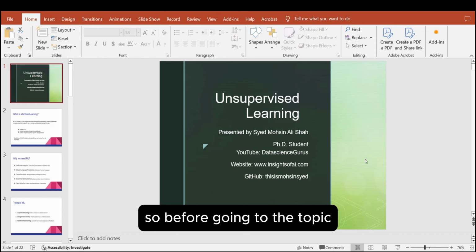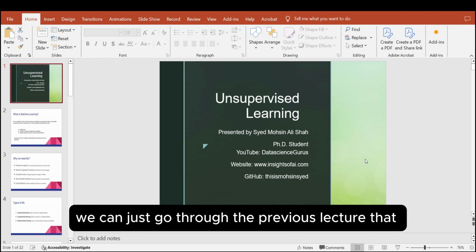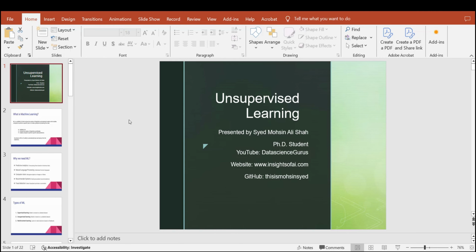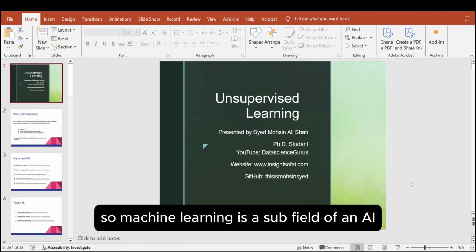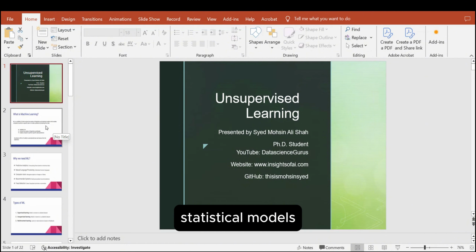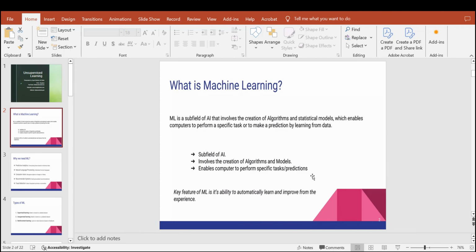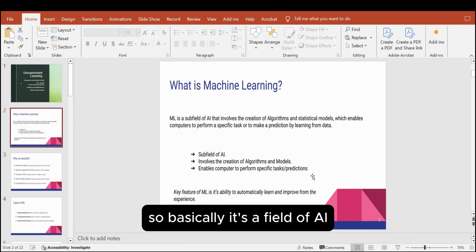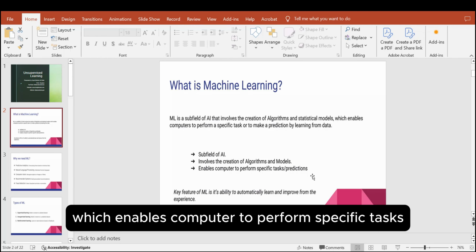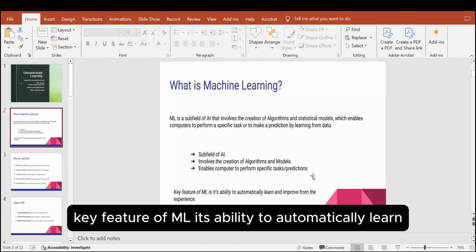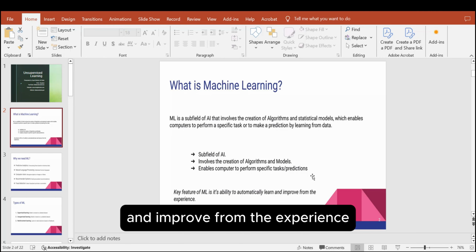So before going to the slides, we can just go through the previous lecture on what actually machine learning is, so that we can recall it. Machine learning is a subfield of AI, artificial intelligence, that involves the creation of algorithms and statistical models which enable computers to perform a specific task or make a prediction by learning from the data. So basically it enables computers to perform specific tasks and also predictions. A key feature of ML is its ability to automatically learn and improve from experience.